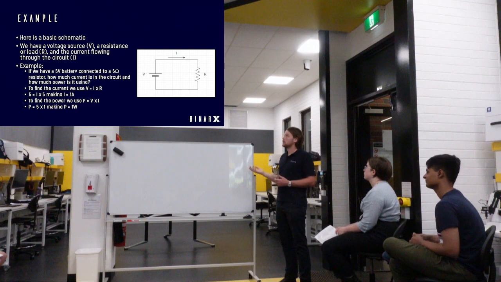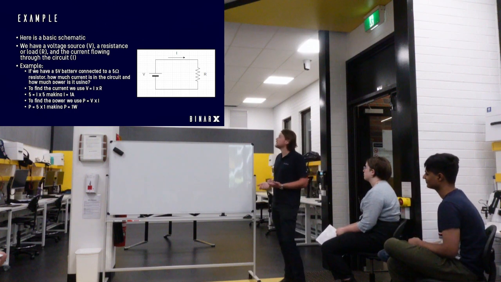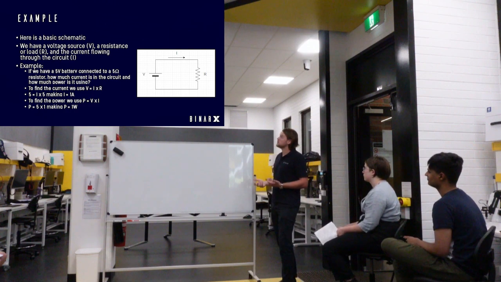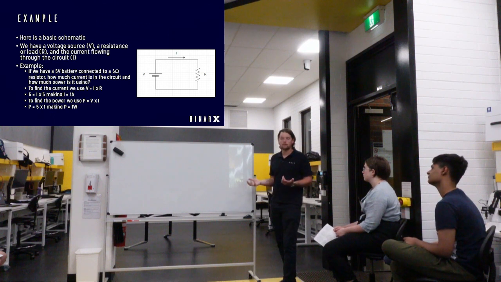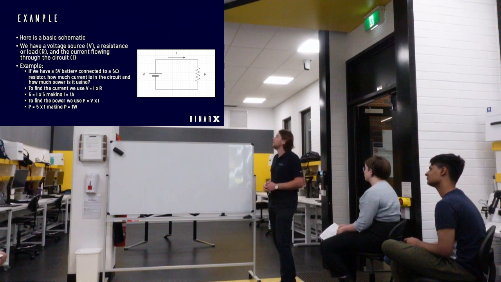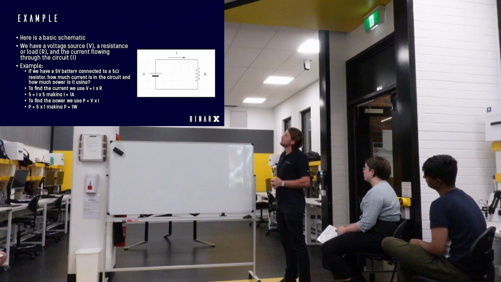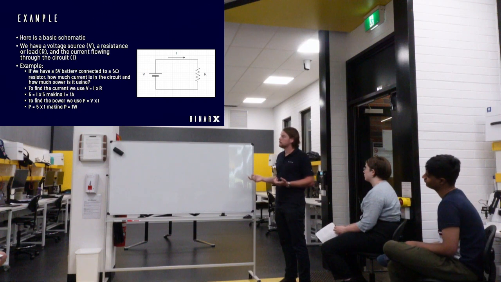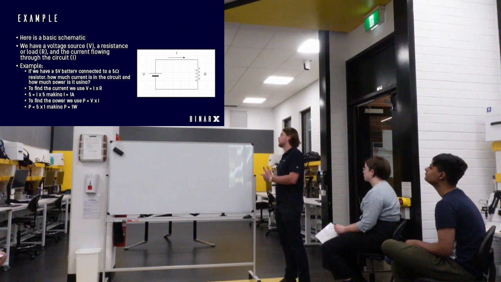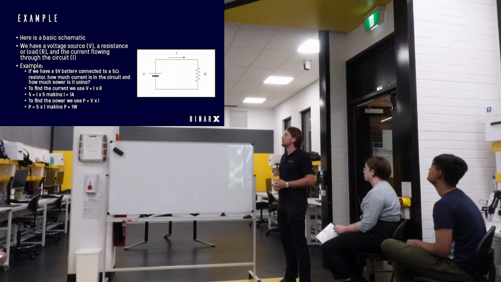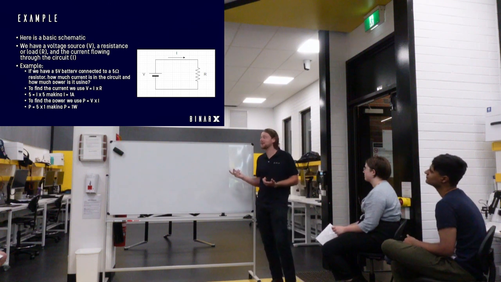I've got an example here: if we have a 5-volt battery connected to a 5-ohm resistor, what is our current flowing through the circuit going to be? We can use our algebra there to work that out, and we end up with a 1 amp current. Then we can go further with that and calculate our power, and we get a 5-watt power coming through the circuit.